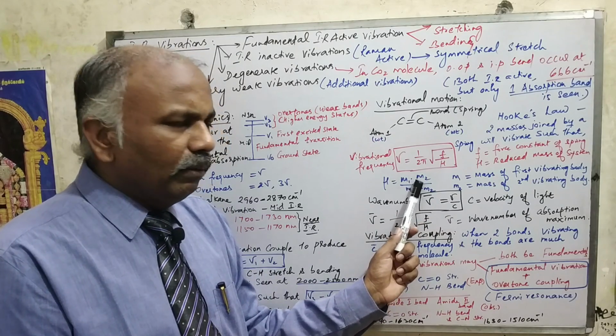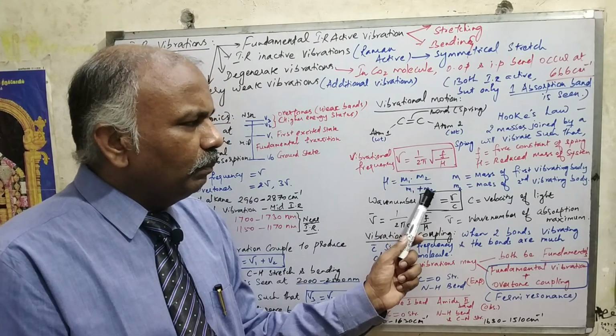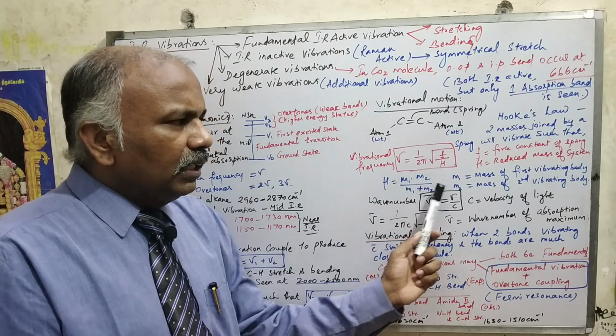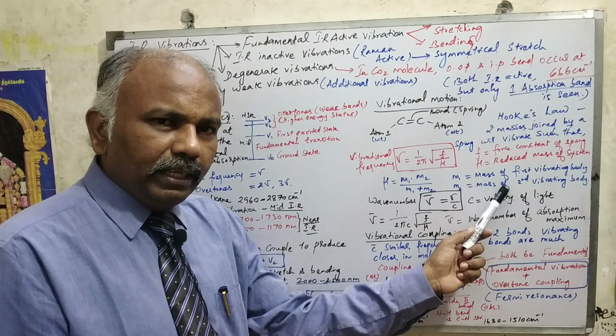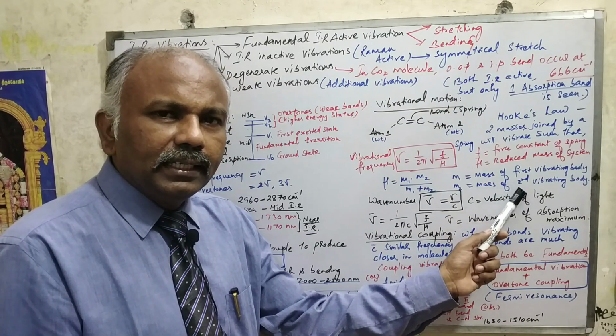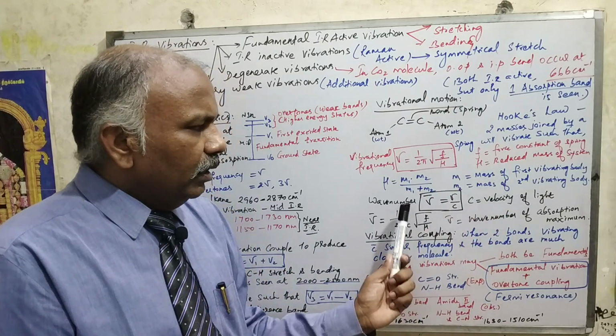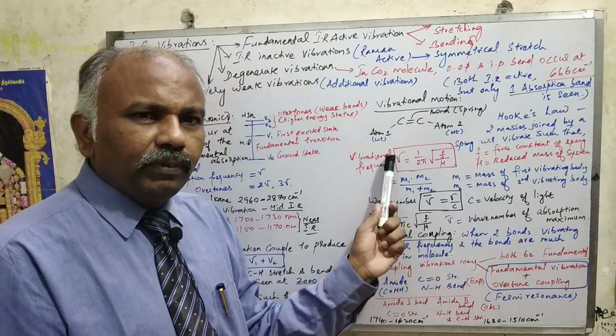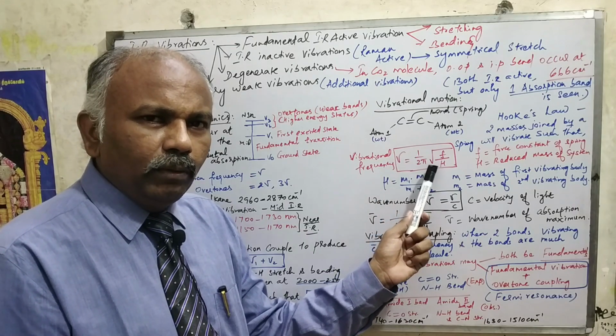Mu is equal to m1 into m2 divided by m1 plus m2. What is m1? M1 is the mass of the first vibrating body, the weight of the first vibrating body, and m2 is the mass of the second vibrating body. So this is the basic vibrational frequency formula by Hooke's law.